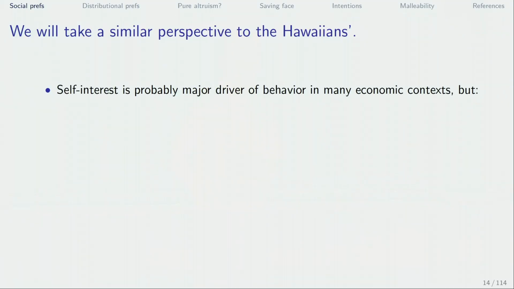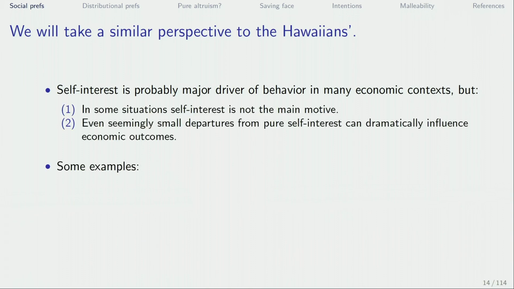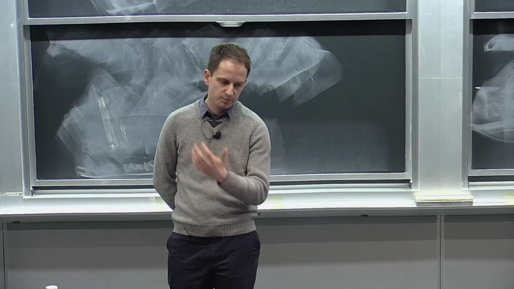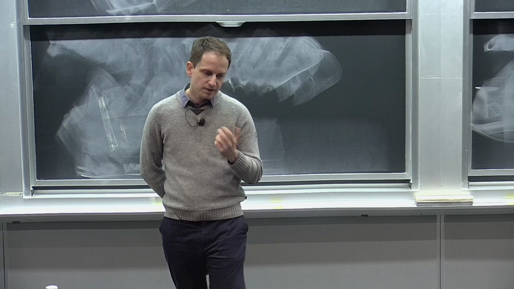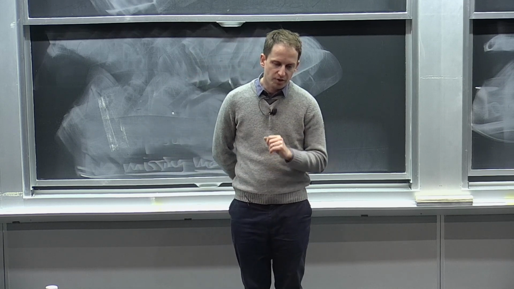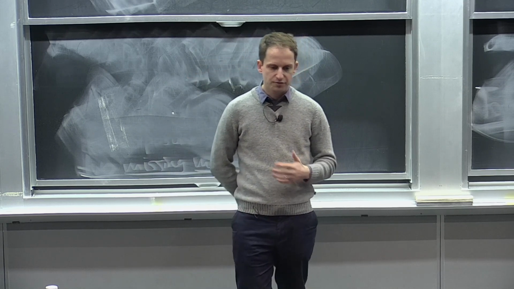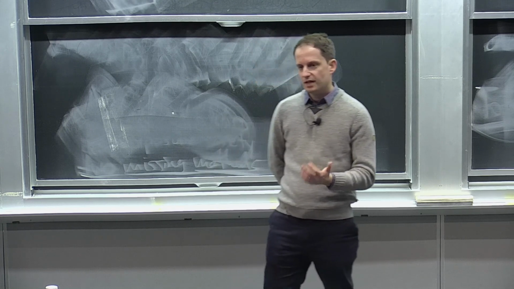So that's actually a pretty good perspective for thinking about social preferences, which is to say that self-interest is probably a major driver of behavior in many economic contexts. In some situations, self-interest is not the main motive. In some sense, we don't need to necessarily enforce this for everybody. People will be quite nice, but even there, some seemingly small departures from pure self-interest can dramatically influence economic outcomes.